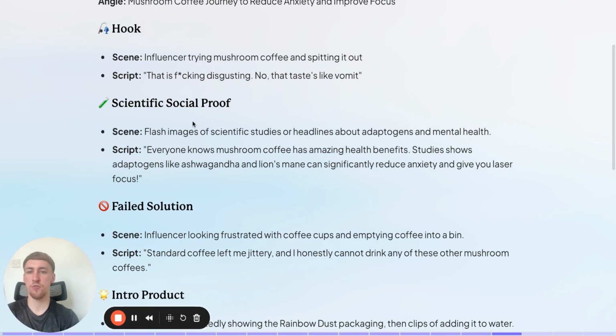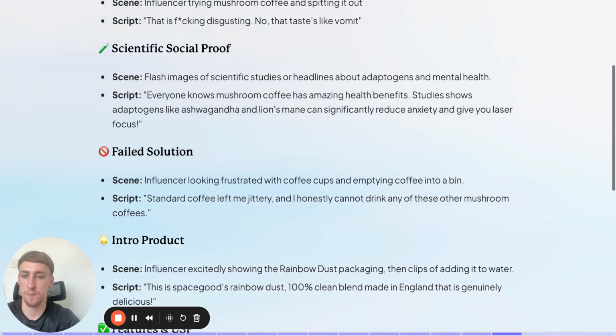So then we're going to go for the scientific social proof angle. "Everyone knows about mushroom coffee, that it's got amazing health benefits. Studies show adaptogens like ashwagandha and lion's mane can significantly reduce anxiety and give you laser focus." So right here would be flashing up images of scientific studies or headlines about adaptogens and mental health. This is that scientific social proof that we've seen do so well in all the other ads that we'd be testing out in this one as well.